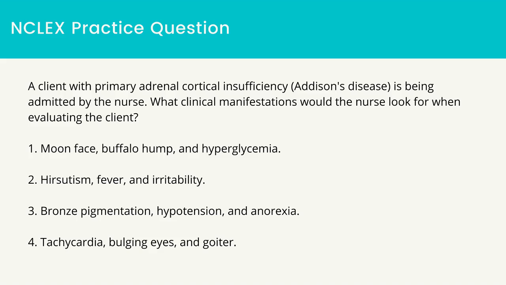But before we begin, let's see if you can get this answer correct. A client with primary adrenal cortical insufficiency, or Addison's disease, is being admitted by the nurse. What clinical manifestations would the nurse look for when evaluating the client? 1. Moon face, buffalo hump, and hyperglycemia. 2. Hirsutism, fever, and irritability. 3. Bronze pigmentation, hypotension, and anorexia. Or 4. Tachycardia, bulging eyes, and goiter. Comment what you think the answer is in the comments below.